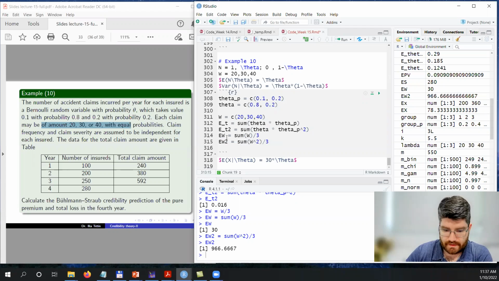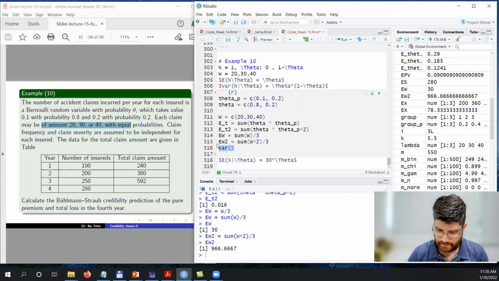30 is our EW. Okay. Then variance. What can we say about that? Variance of X given theta is this EW squared. Okay, this is it. 966 times theta times 1 minus theta. Okay, so how can we rename that?